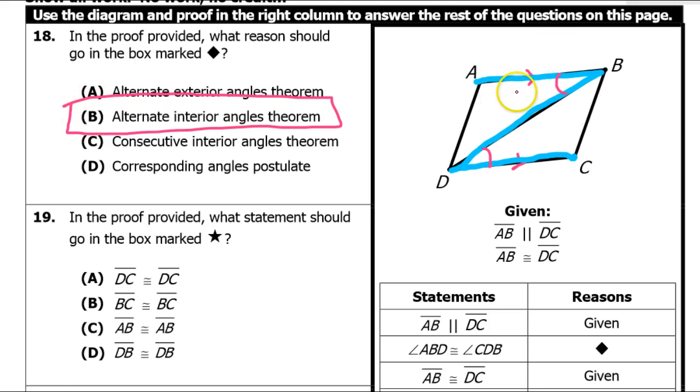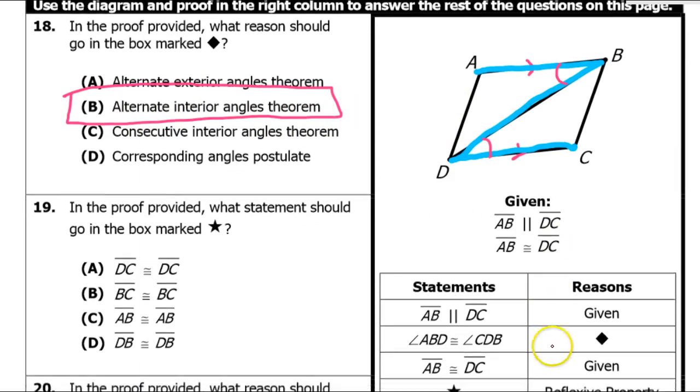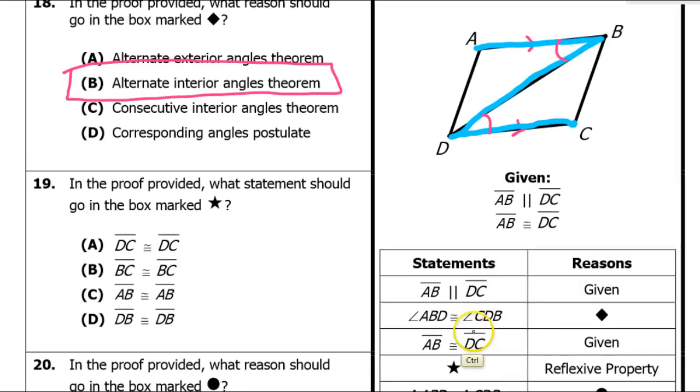So remember, if you have a Z or an N, if you turn your head sideways, and they're talking about the corners, then that's going to be the alternate interior angles theorem. Okay, let's keep going. The next thing we see is that AB is congruent to DC. So not only are they parallel, but they are also congruent. I'm going to put some marks here and here to show that those are congruent. That was given.